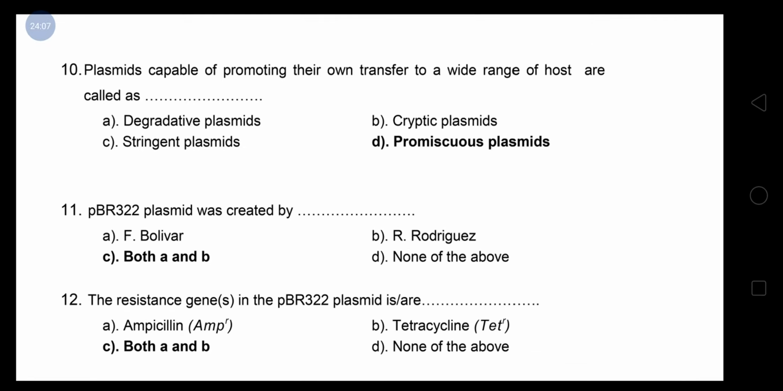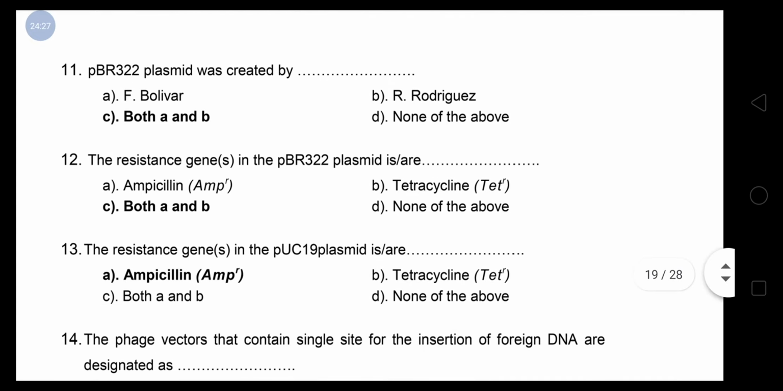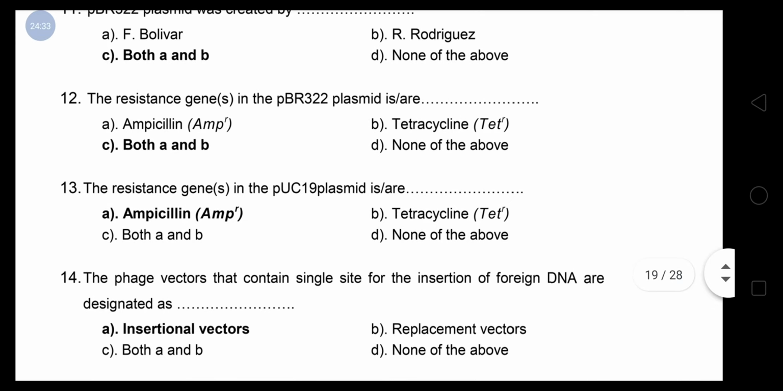Plasmids capable of promoting their own transfer to a wide range of hosts are called promiscuous plasmids. The pBR322 plasmid was created by Bolivar and Rodriguez. Resistance genes in the pBR322 plasmid are for ampicillin and tetracycline.